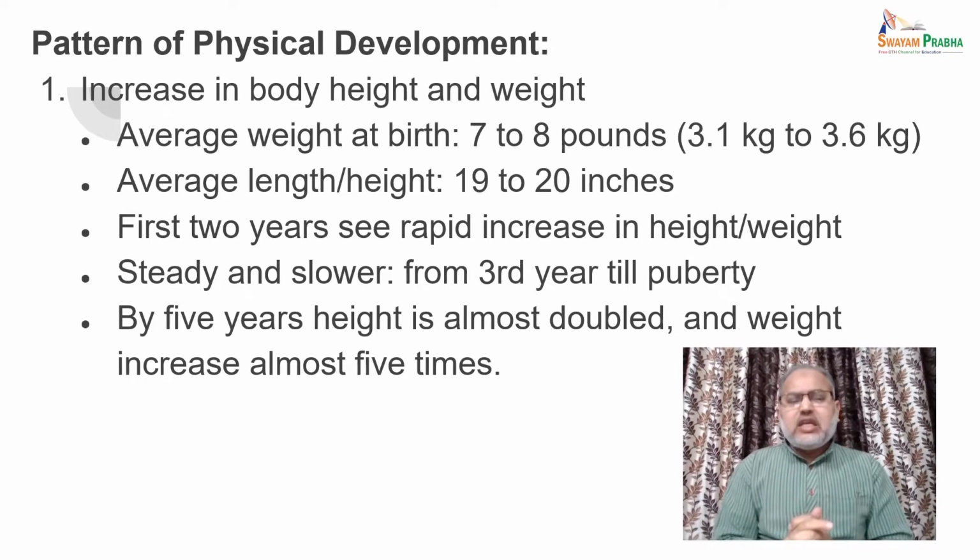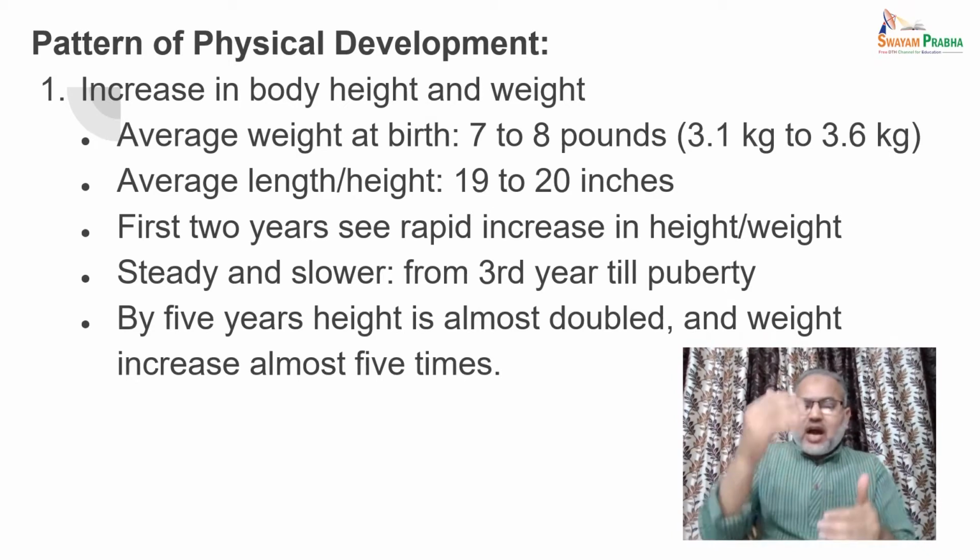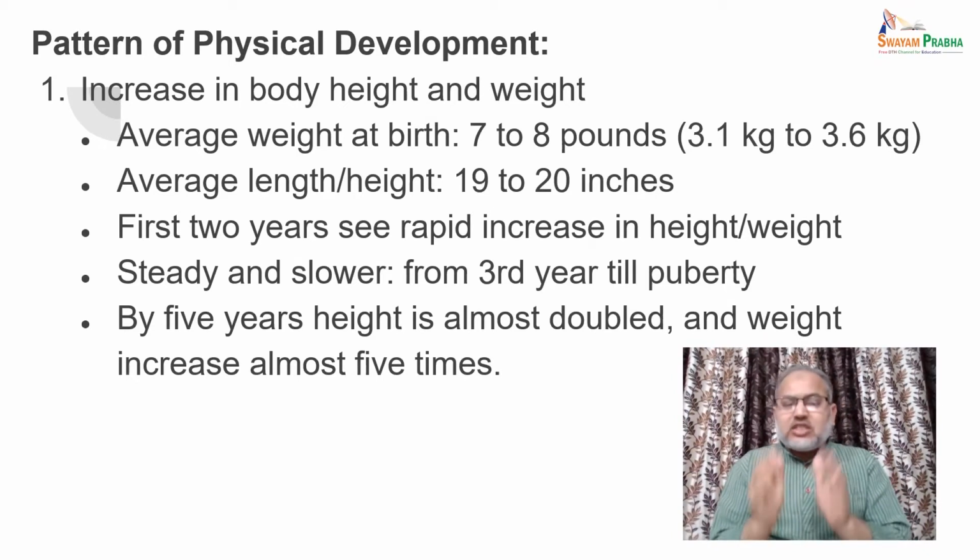Number one, increase in body height and weight. The average weight at birth of a child is 7 to 8 pounds, which is equivalent to 3.1 to 3.6 kilograms. So if the child is born underweight or overweight, in both cases the doctors and the parents need to be alert. Similarly, the average length or height of a child at birth is 19 to 20 inches.